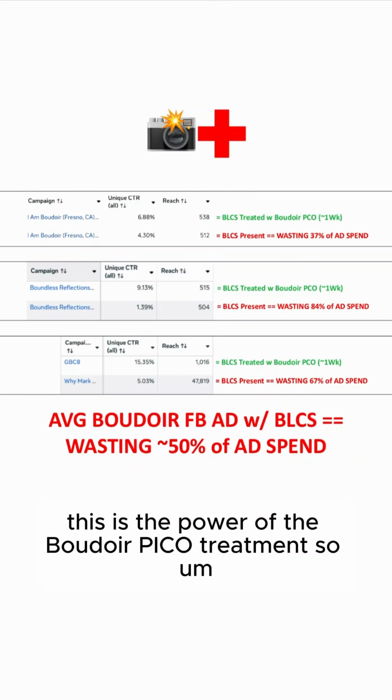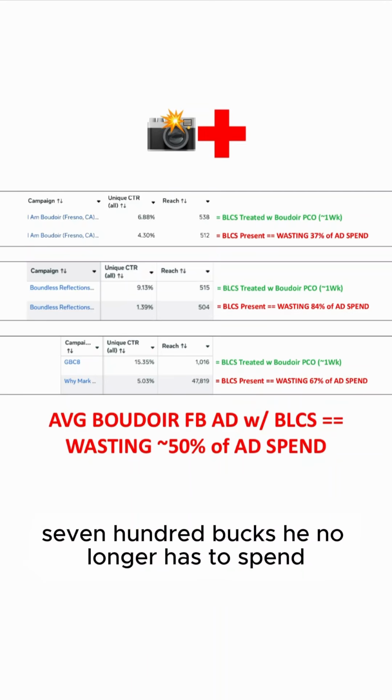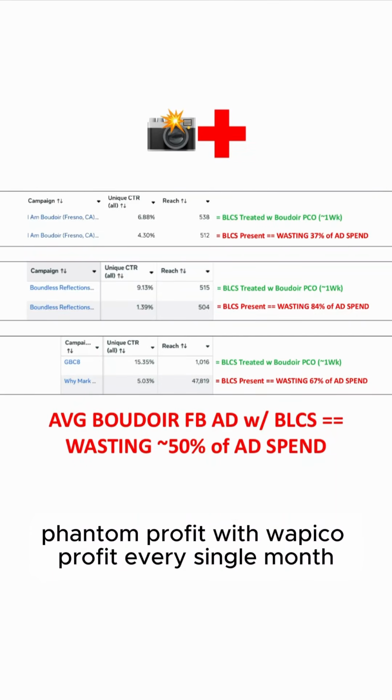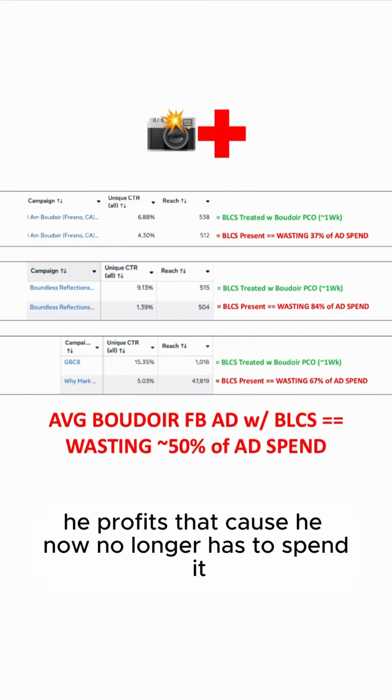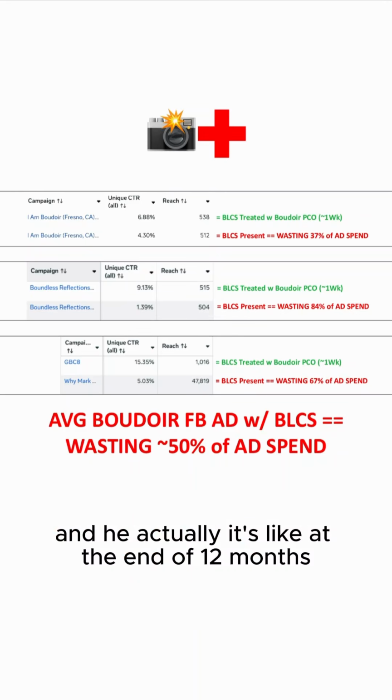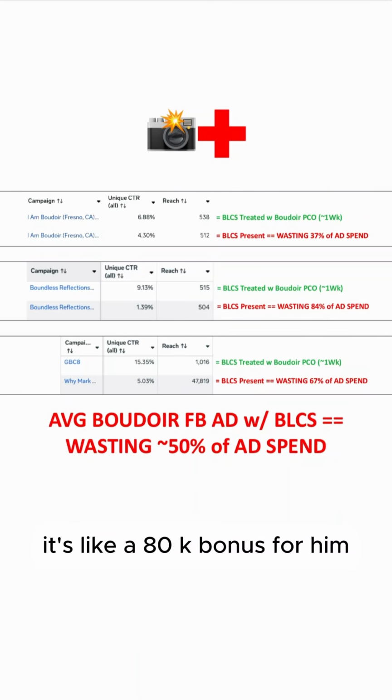And that difference, $6,700, he no longer has to spend. He pockets it. Phantom profit, Boudoir Pico profit. Every single month he profits that because he now no longer has to spend it. And at the end of 12 months, it's like an 80K bonus for him.